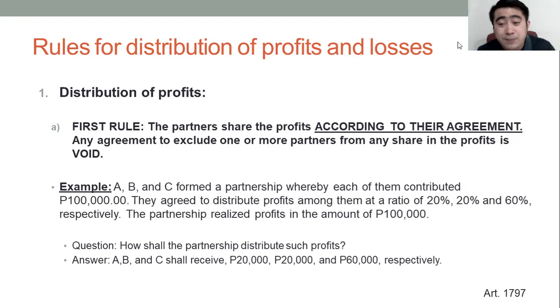Paano ko yung isa 10%, yung isa 10%, tapos yung pangatlo 80%? Pwede ba yon? Yes, pwede pa rin yon, class. Alright? Susundin mo yung agreement ng mga partners. Meron lang exception, class, no, kapag manifestly inequitable. Kapag sobrang imposible na yun yung agreement.